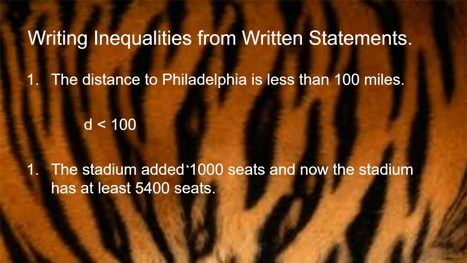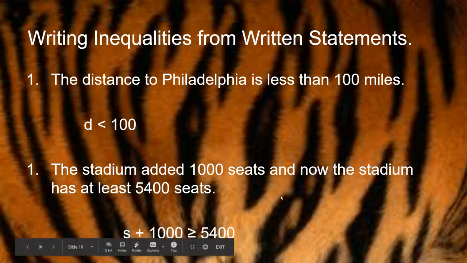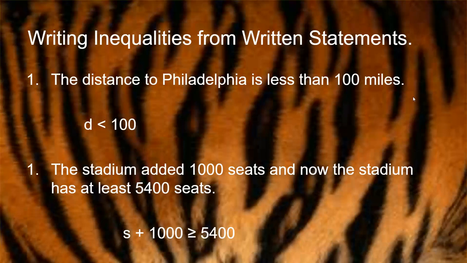If the stadium added 1,000 seats, and now the stadium has at least 5,400 seats, if it's at least 5,400, it could be exactly 5,400. Or it could be bigger than 5,400. So I start with the stadium. I'm going to call the stadium S. I add 1,000, so that's going to be S plus 1,000. And then it could be bigger than 5,400, or it could be the same amount, therefore greater than or equal to 5,400.